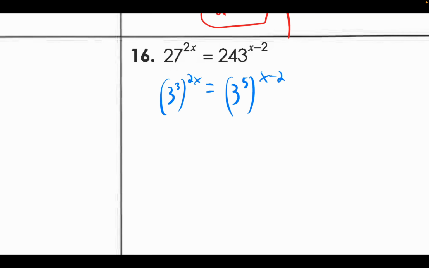And so now we'll multiply these exponents and get 3 to the power of 6x equals 3 to the power of 5x minus 10. And set the exponents equal to each other. 6x equals 5x minus 10. Subtract 5x from each side and get x equals negative 10.